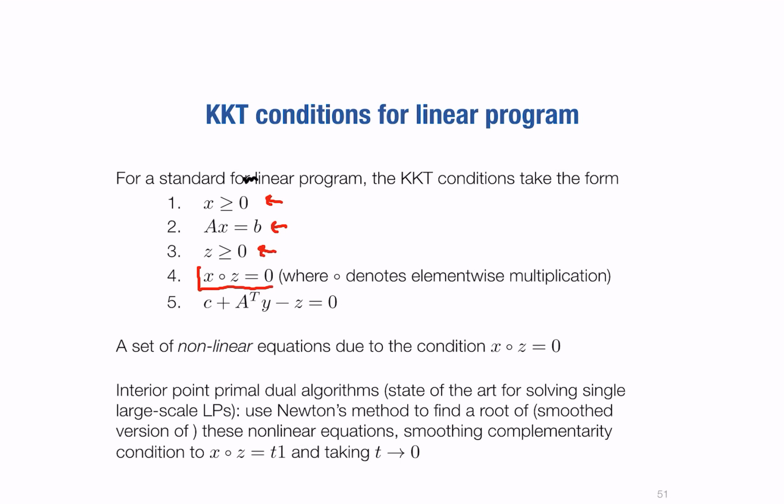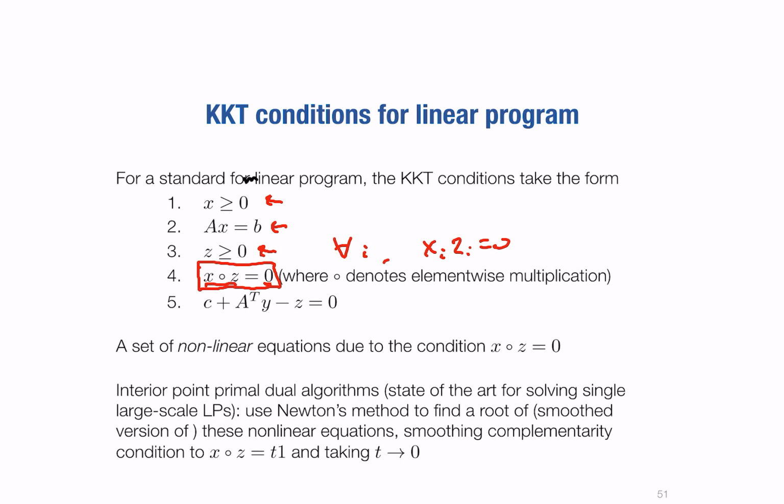And then x Hadamard z equals 0, but here this is called a Hadamard product. It really just means element-wise multiplication. What that means is that for all i, xi times zi equals 0. So here 0 is actually a vector of all zeros, and this is element-wise multiplication between x and z.